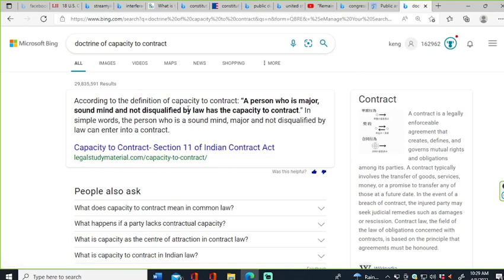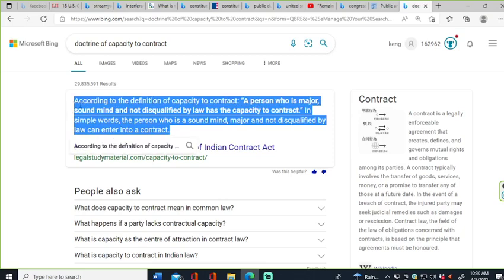According to the definition of capacity to contract, a person who is major, of sound mind, and not disqualified by law has the capacity to contract. In simple words, a person who is of sound mind, major, and not disqualified by law can enter into a contract. You see what I'm saying? I'm going to show you what the treaty does under this, and break all of this stuff down for y'all that people ain't telling you.